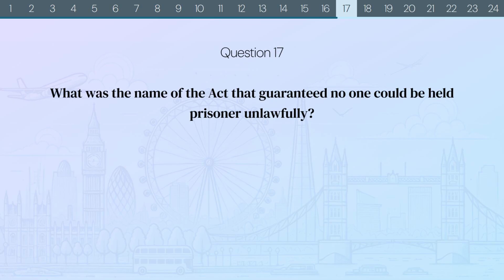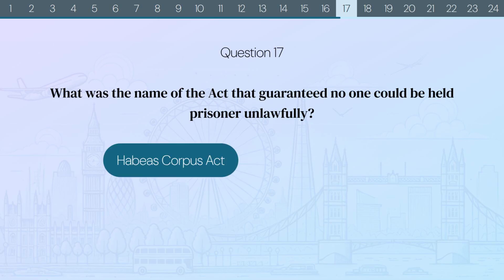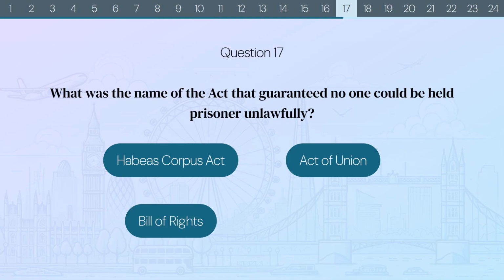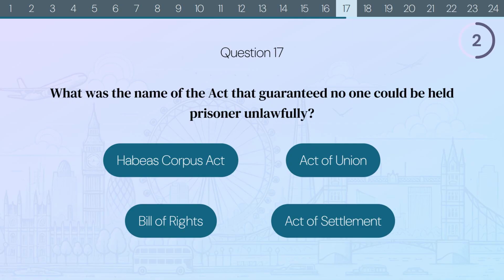Question 17. What was the name of the act that guaranteed no one could be held prisoner unlawfully? Habeas Corpus Act, Act of Union, Bill of Rights, or Act of Settlement? The correct answer is Habeas Corpus Act.